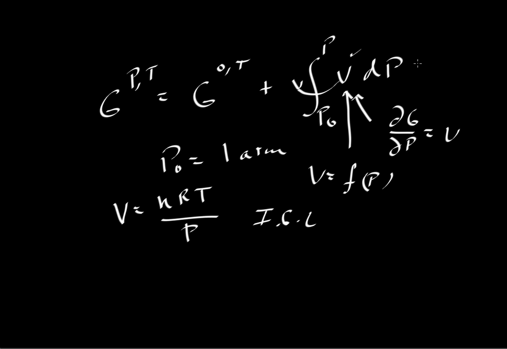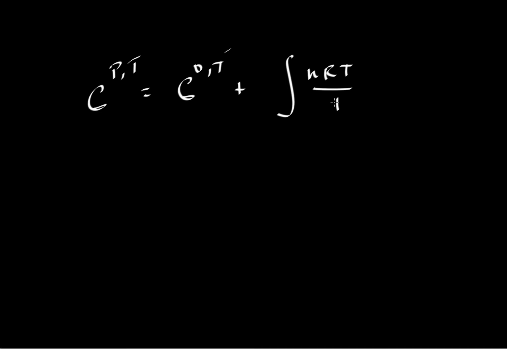So we'll put that into this integral here, and that will give us the Gibbs free energy. This is what we're after at some pressure and temperature, is the Gibbs free energy of the pure substance at the standard state and temperature plus this correction where we have nRT over P and then dP. And then we have P naught. Let's just put that as 1 atmosphere over here. And then the pressure of interest. Now these are constant, n, R, and T, so we could pull those out of the integral.